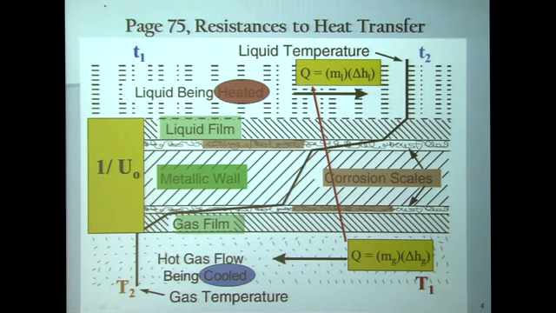So, if we remember our equation where Q equal UA delta T mean, you want the U to be large. A large U with a fixed Q is going to give you a small area. And area is what you have to pay for. So you are striving to get a large overall heat transfer coefficient, which is a low resistance to heat transfer.